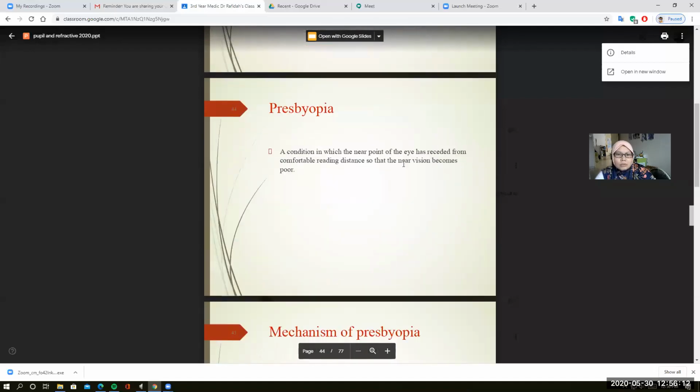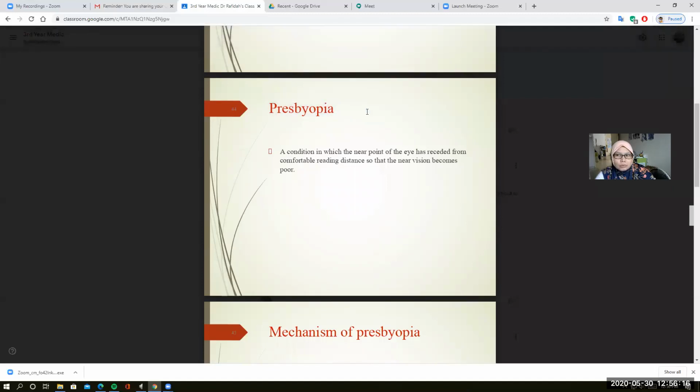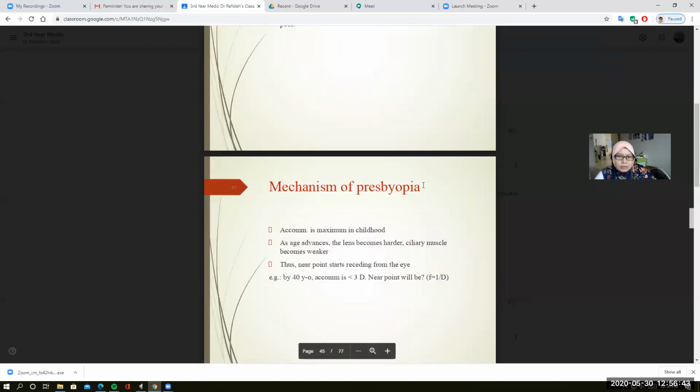Okay, next we go on to presbyopia. Presbyopia is actually rabun tua, whereby old people will say, "Doctor, I cannot see near. I can see far. When I want to read the Quran, I cannot read." So it is actually a condition in which the near point of the eye has receded from comfortable reading distance, so that the near vision becomes poor. So what they need is glasses, reading glasses.